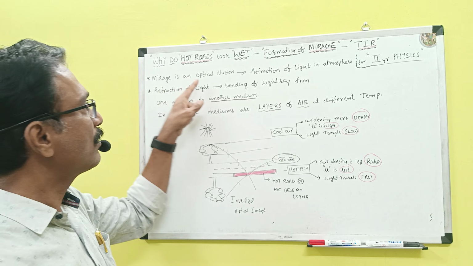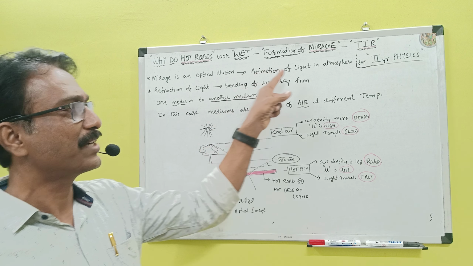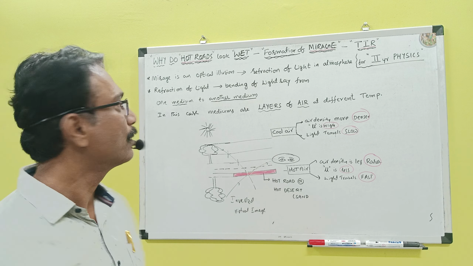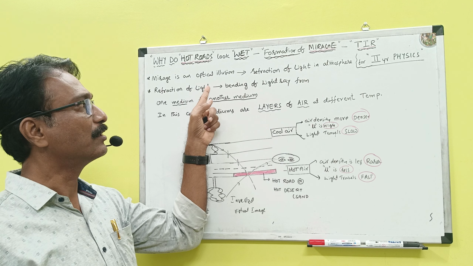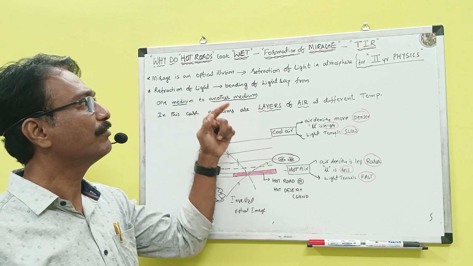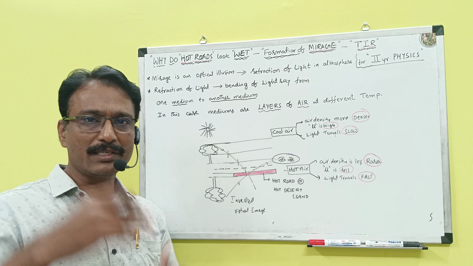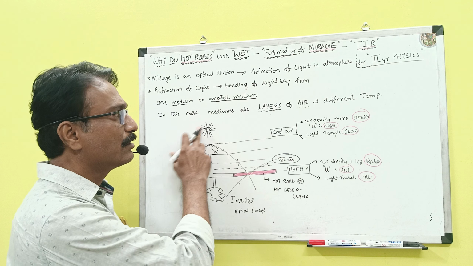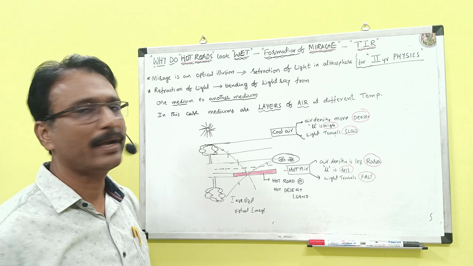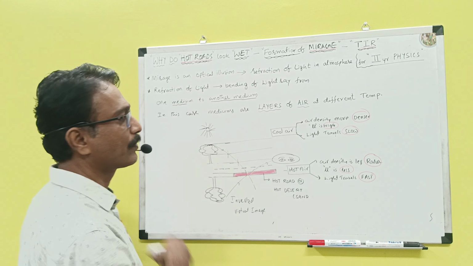A mirage is an optical illusion, meaning it is caused by the refraction of light in the atmosphere. Refraction of light is the property of light where the light ray bends from one medium to another medium, from a denser medium to a rarer medium, etc. In this case, the mediums are the layers of air at different temperatures. Now we can see this in an example.